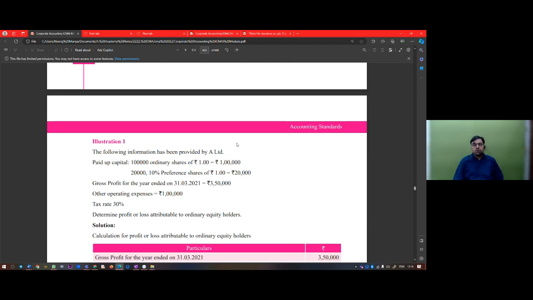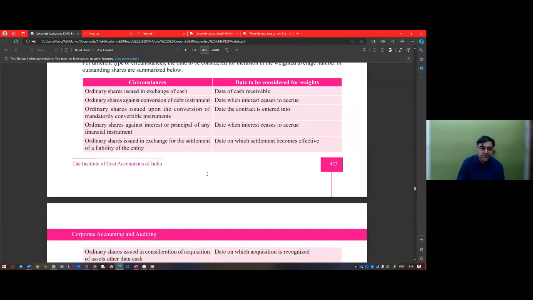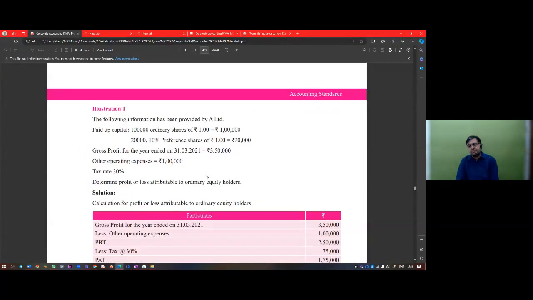Guys, read the question to come to the real benefits. Come, read the question, please. They have given the answer as 1,73,000. Where is per share? Let's come to the answer 1,73,000 ourselves. Please read the question. We are talking about Ind AS 33, AS 19, earning per share.